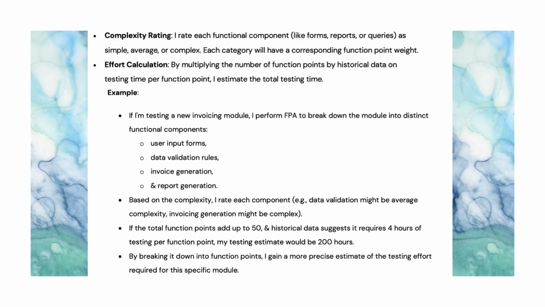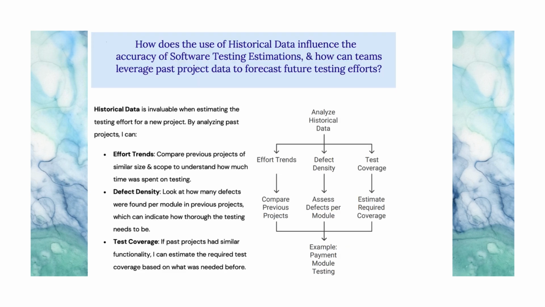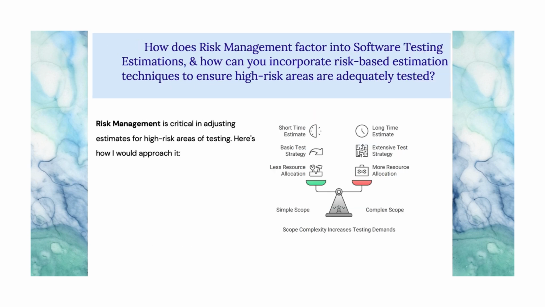By breaking it down into function points, I gain a more precise estimate of the testing effort required for this specific module. How does the use of historical data influence the accuracy of software testing estimations? And how can teams leverage past project data to forecast future testing efforts? Check the details as below. How does risk management factor into software testing estimations? And how can you incorporate risk-based estimation techniques to ensure high-risk areas are adequately tested? Check the details as below.